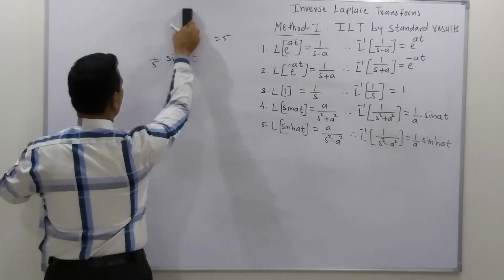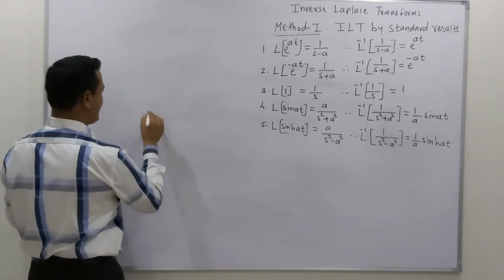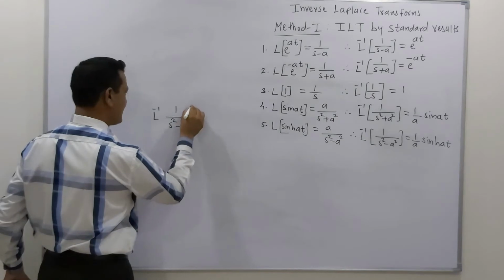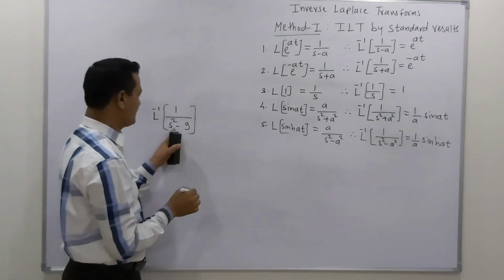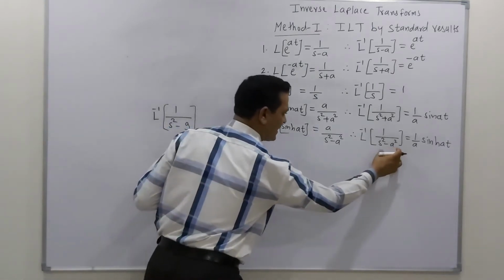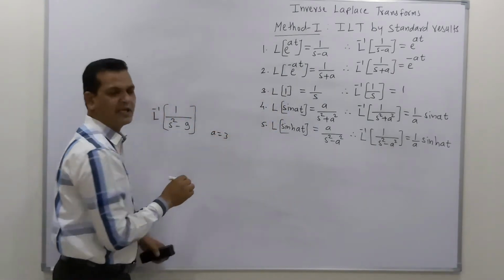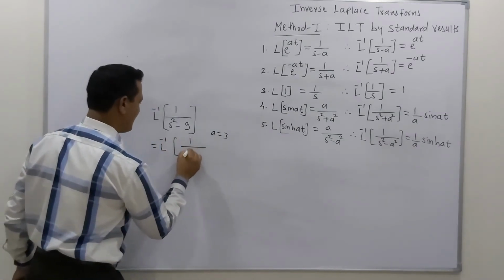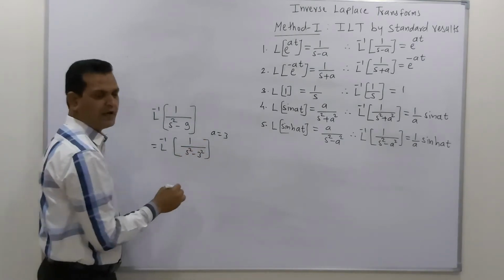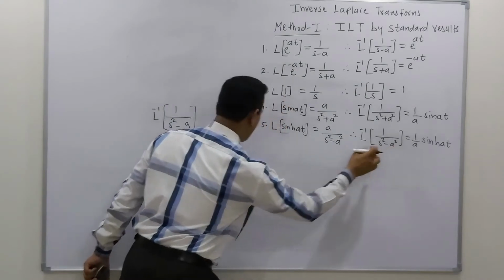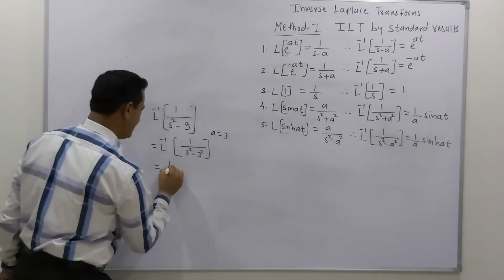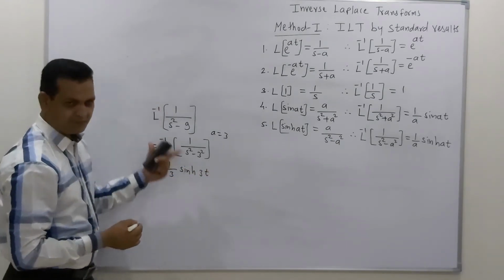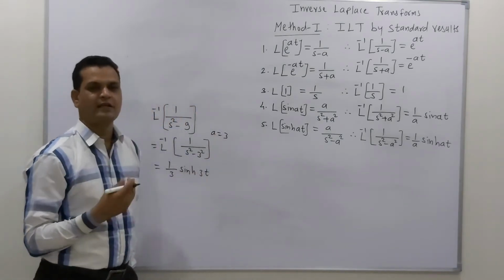Suppose we wish to find the inverse Laplace transformation of 1 upon s square minus 9. We know that this is of the type s square minus a square, where the value of a is 3, because 3 square is 9. So we can write this as the inverse Laplace transformation of 1 upon s square minus 3 square. According to the standard result, where a is 3, we can write this as 1 upon 3 into sinh of 3t. This is the simple example related to standard result number 5.